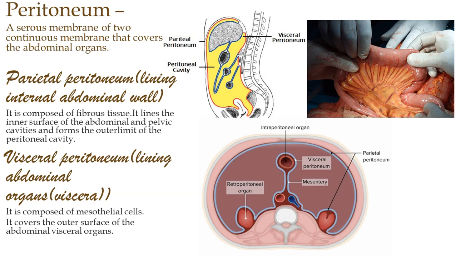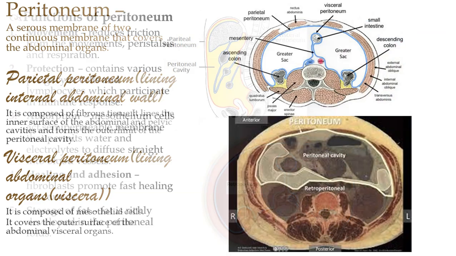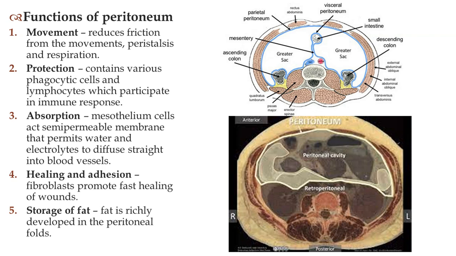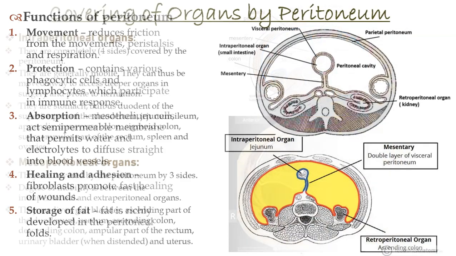Visceral peritoneum is the lining of abdominal organs or viscera. It is composed of mesothelial cells. It covers the outer surface of abdominal visceral organs. Functions of the peritoneum are movement, protection, absorption, healing and adhesion, and storage of fat.